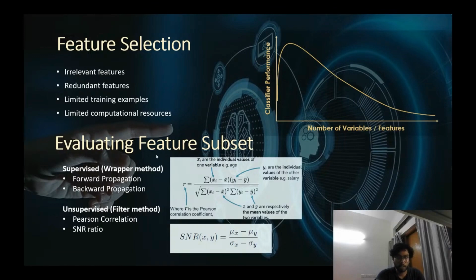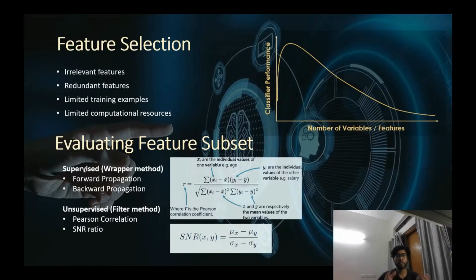Now, there are two broad methods in which you can select your features. One is supervised and the other is unsupervised. Supervised is also called the wrapper method. This is where, after you have built the model, you select your features. Whereas unsupervised is something you can do even before you build your model. In supervised, you can have two methods: one is forward propagation and the other is backward propagation. I think I explained these two methods briefly in the first lecture when someone asked me a question on this.